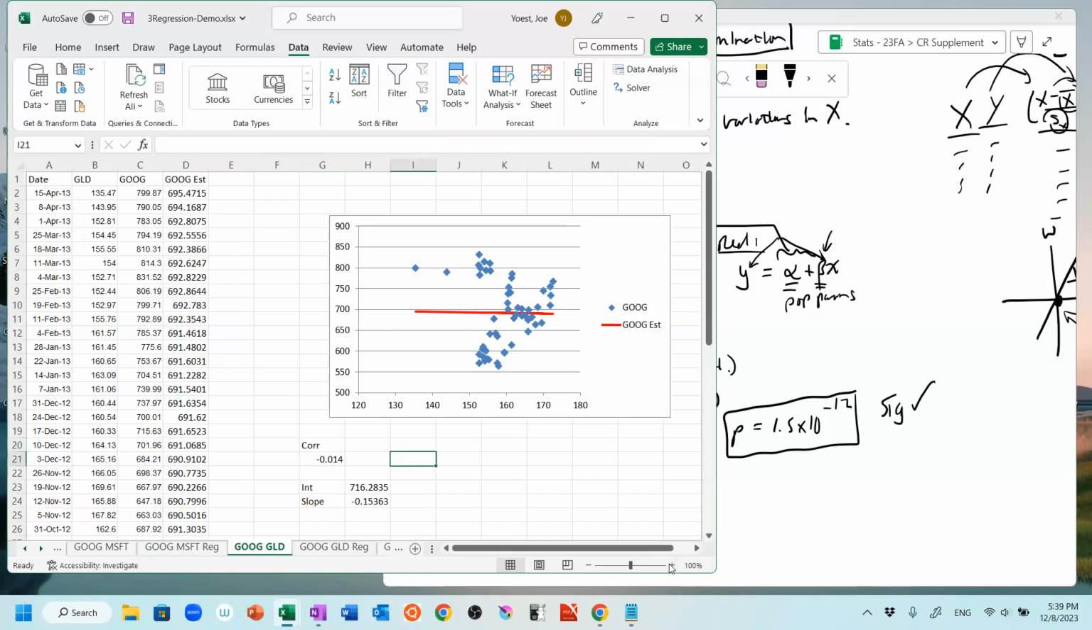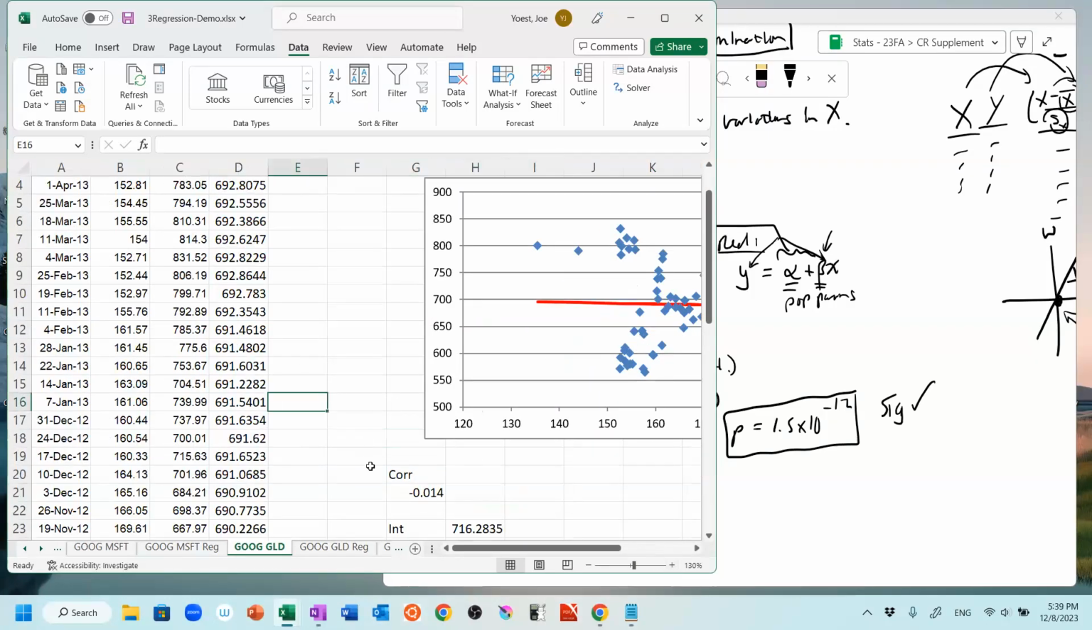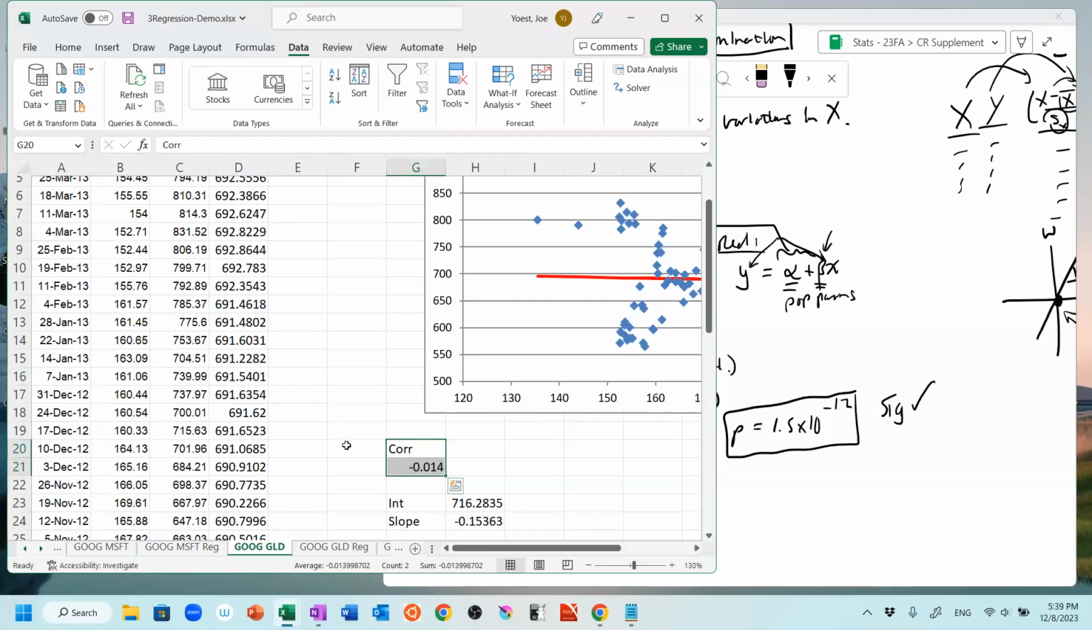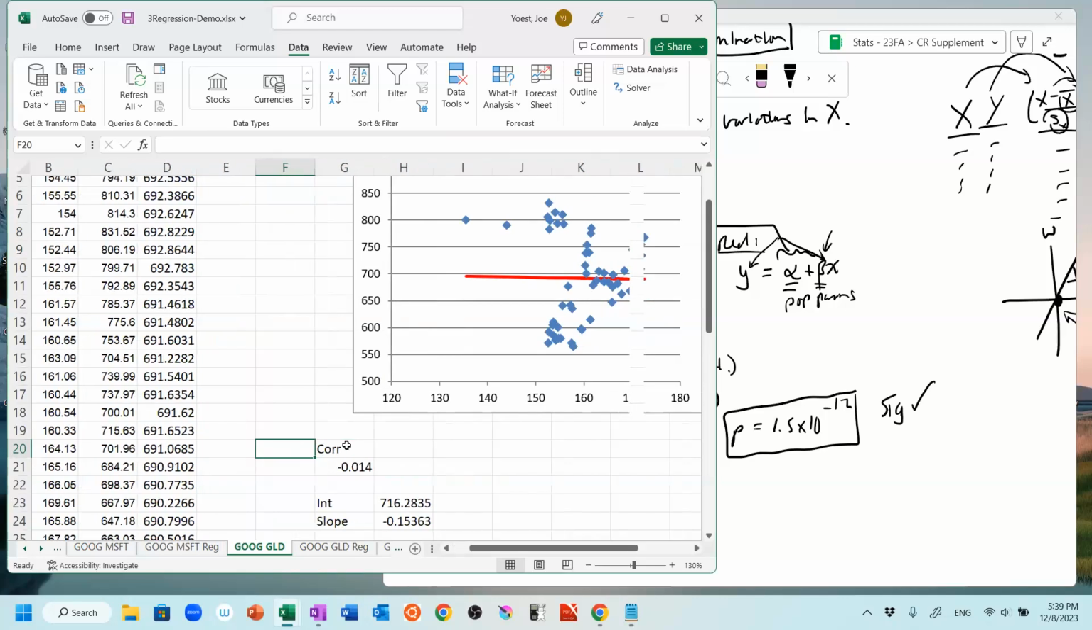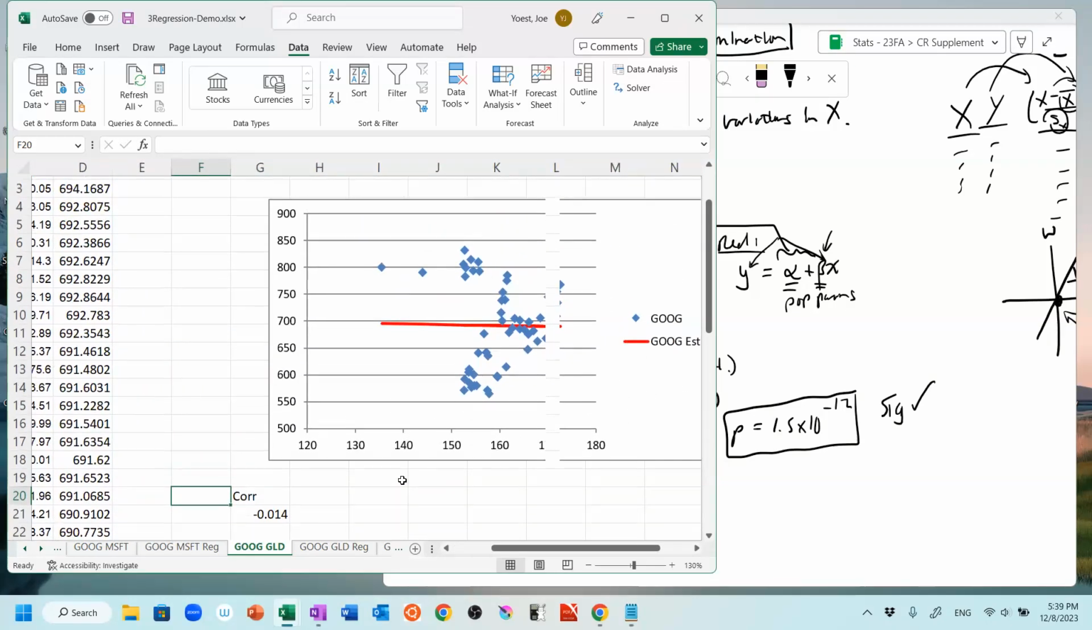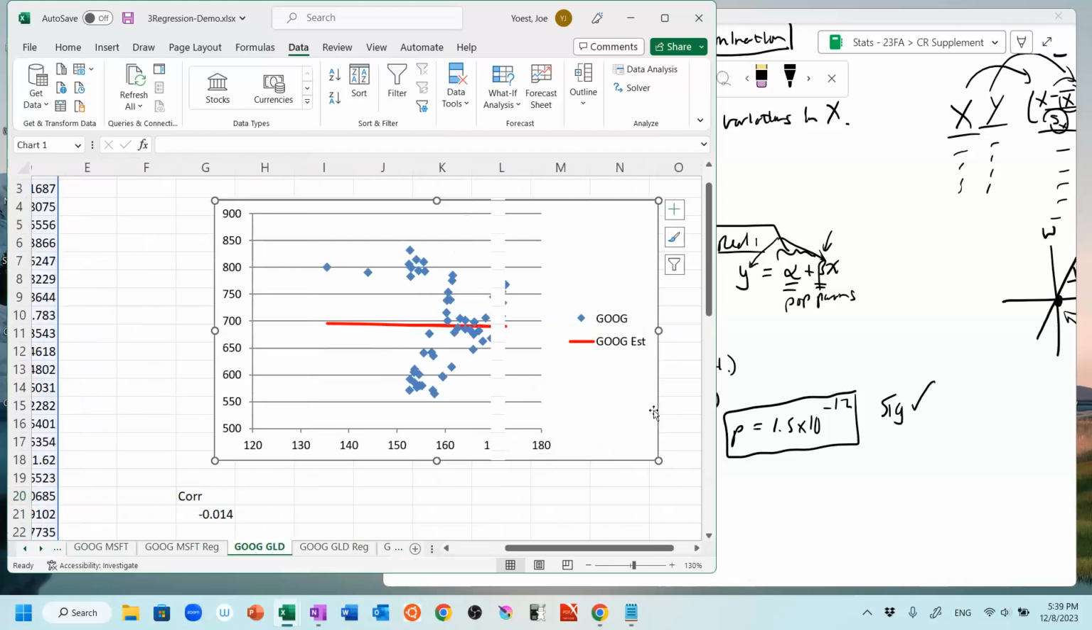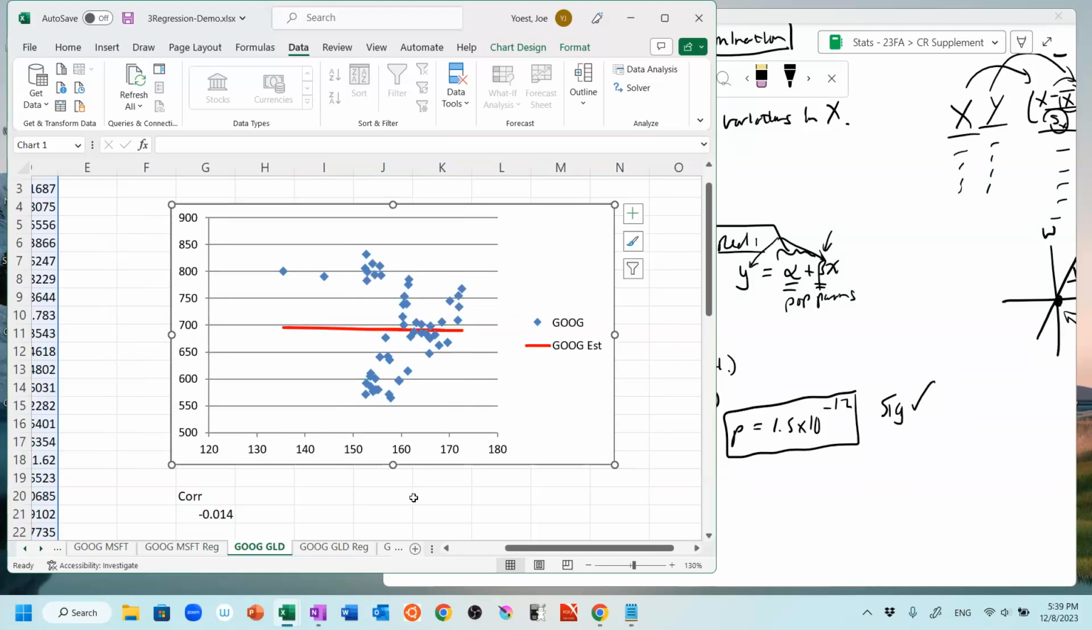Okay, so now let's look at Google versus Gold. So this had a correlation of like 0.01. So we had said before that it doesn't really seem like there's really a linear relationship here at all. If we force the issue, if we say, okay, give me the best linear model, well, Excel will give me a best linear model, but it might be a terrible linear model. And in this case, just looking at the picture, we can see that the linear model doesn't look like it does a good job of modeling the data at all.